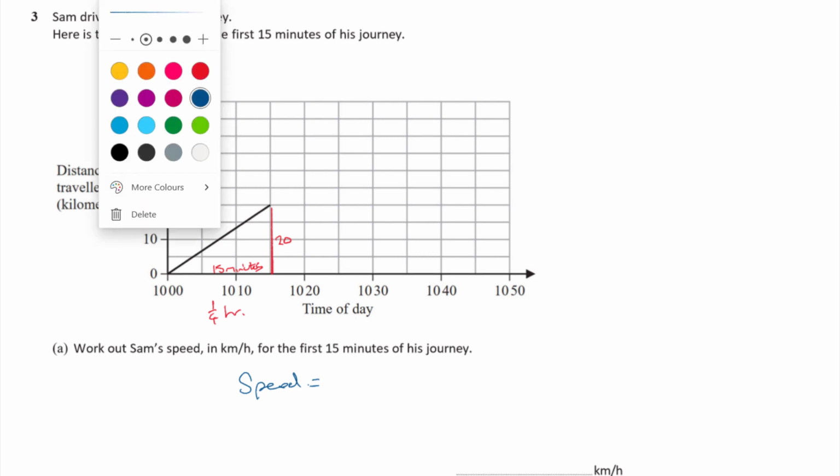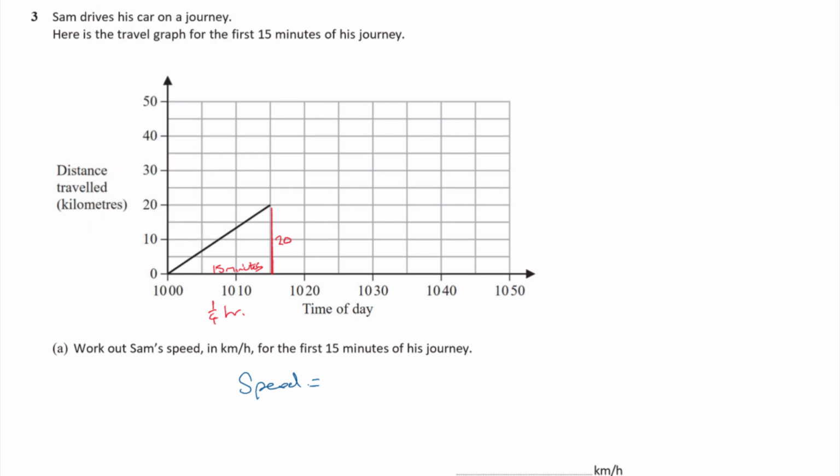So then the speed is going to be change in y, which is 20, divided by change in x, which is a quarter of an hour. But if you think about it, dividing by a quarter is the same thing, using keep change flip, as times by 4, which is going to be 80 then, isn't it? 80 what? 80 kilometers per hour.